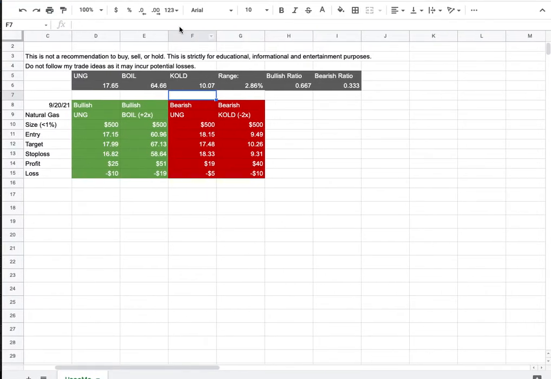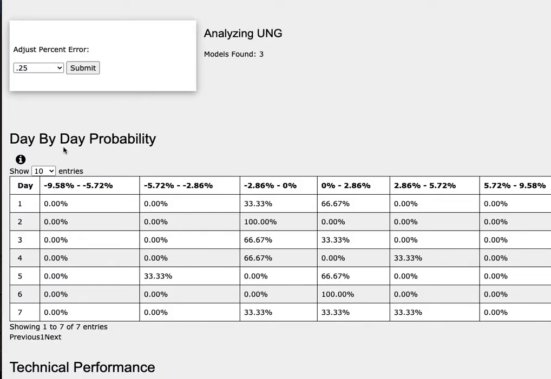So how did I develop these trade ideas? It all comes from the day-by-day probability model. As we progress to the 5th day or weekly trading, natural gas has a 67% chance to climb between 0 to 3%. To the downside, it has a 33% chance to fall between -3 to -6%.